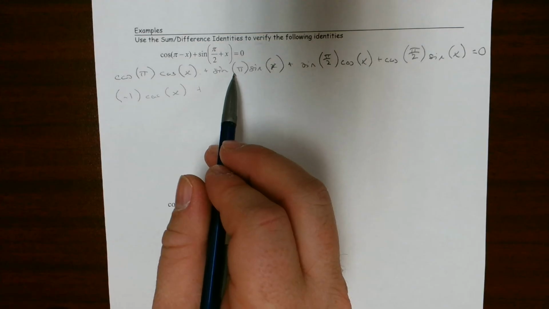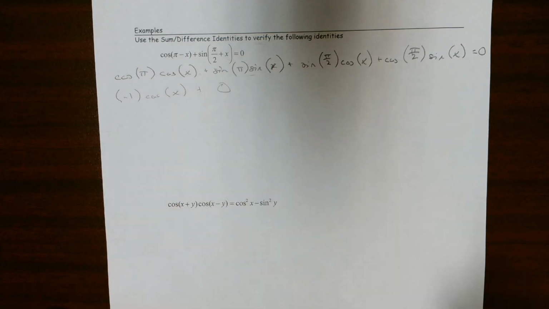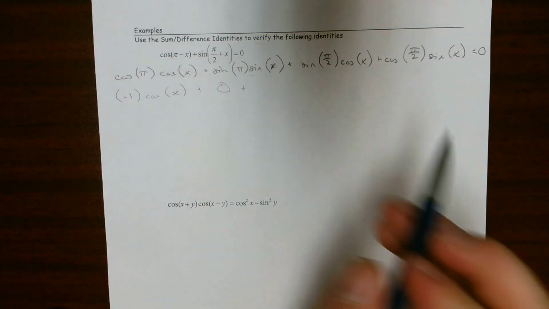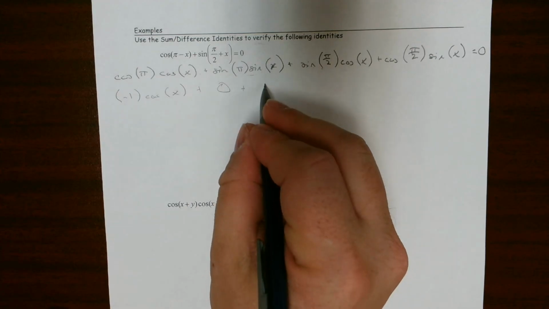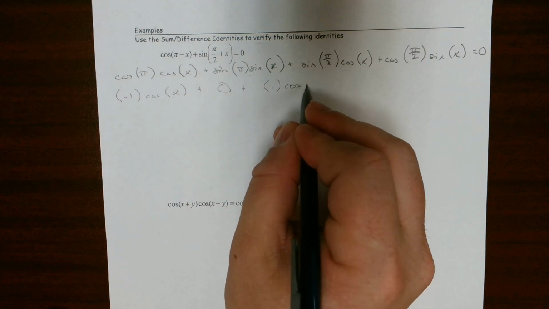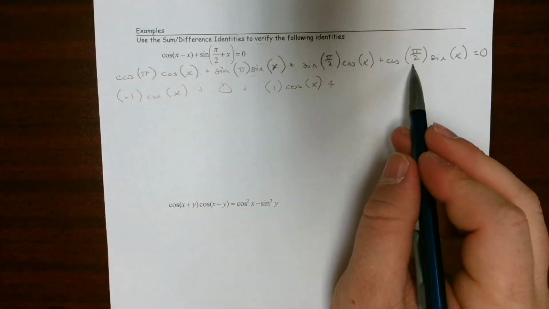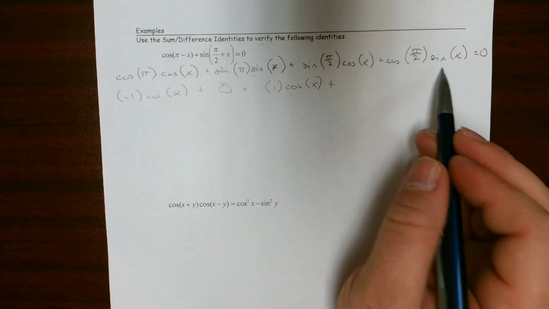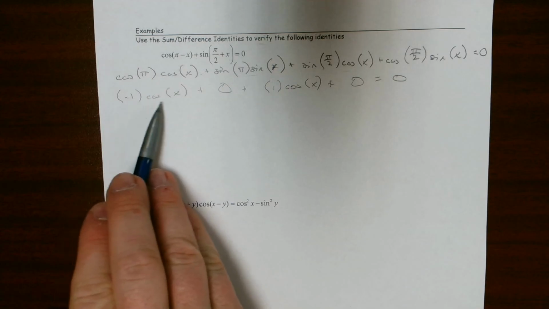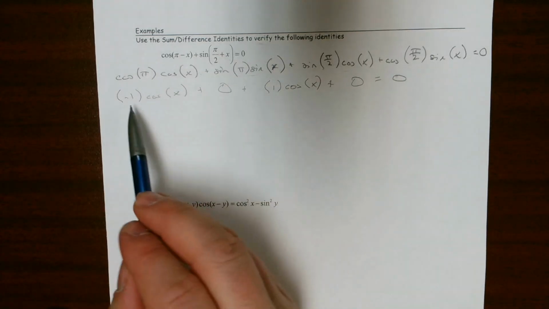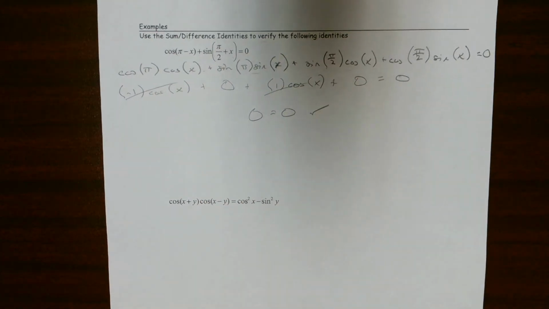Sine of pi is 0. We all know our unit circle. Sine of pi is 0, so sine of pi times sine of x is just going to be 0. Sine of pi halves is 1, so really this term right here is 1 times cosine of x. And then the last one, cosine of pi halves is 0. 0 times sine is still going to be 0. If we look at it right here, we have negative cosine, and right here we have a positive cosine, which are going to cancel each other out. So we end up with 0 equaling 0, and we are verified.